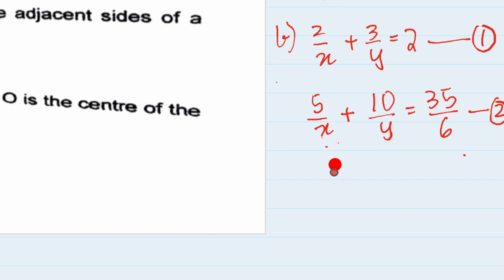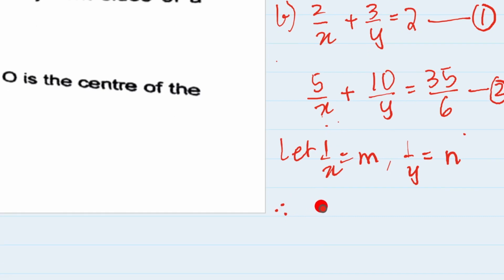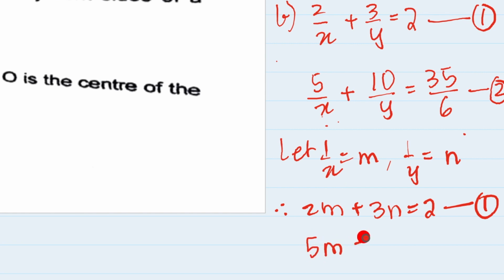You can either do that, or you can say let 1 upon x equal to m and 1 upon y equal to n. So therefore our first equation becomes 2m plus 3 into 1 upon y, means 3n, and that's equal to 2. That's our equation 1. And for this, 5 into 1 upon x means 5m plus 10 into 1 upon y means 10n is equal to 35 upon 6. And this is our equation 2.